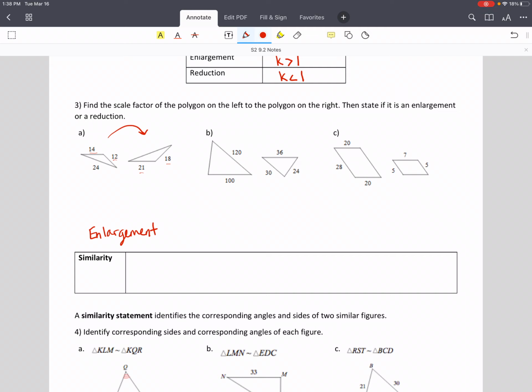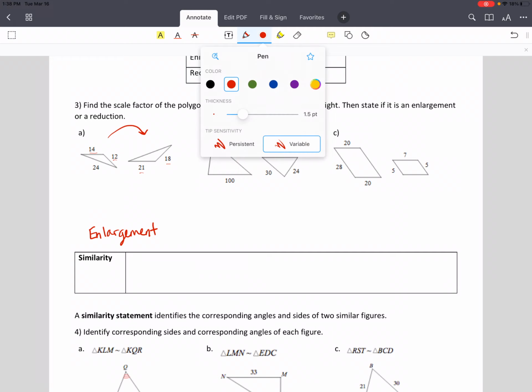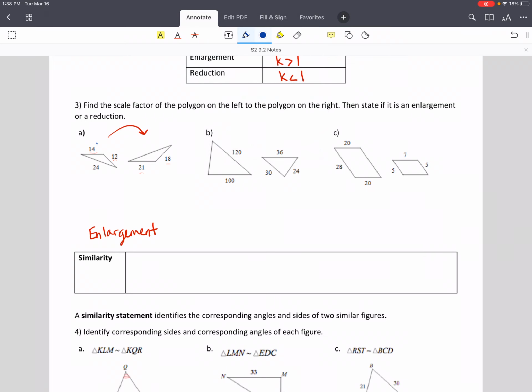Well, how am I going to find what the scale factor is? How do I know what to multiply by? Well, here's what I do. I know I need to multiply 14 by something. I need to multiply 14 times the scale factor, and that's going to get me to 21.